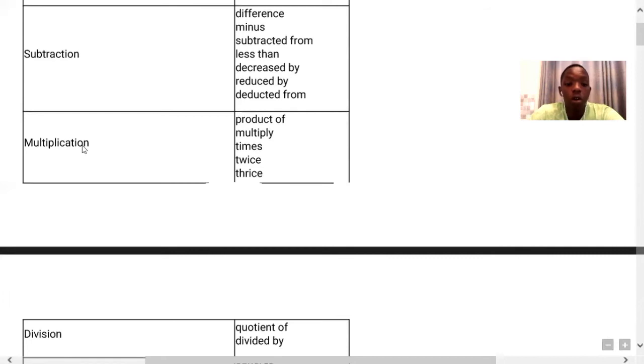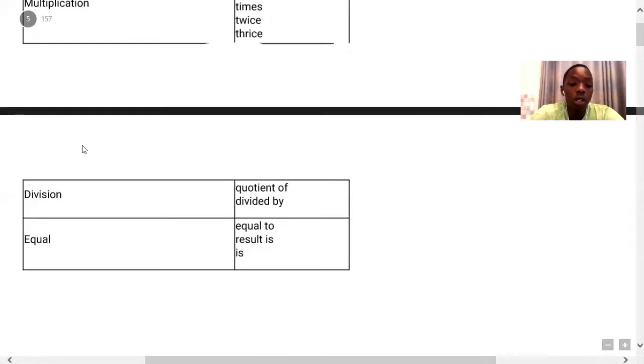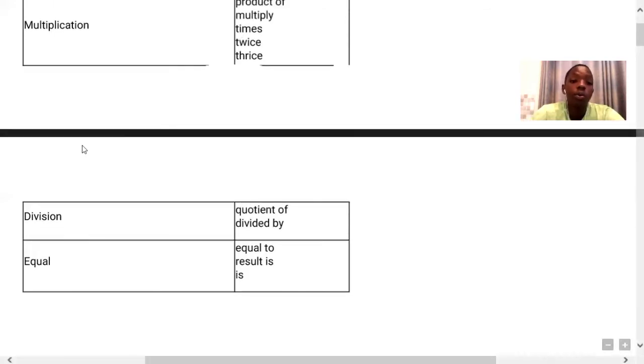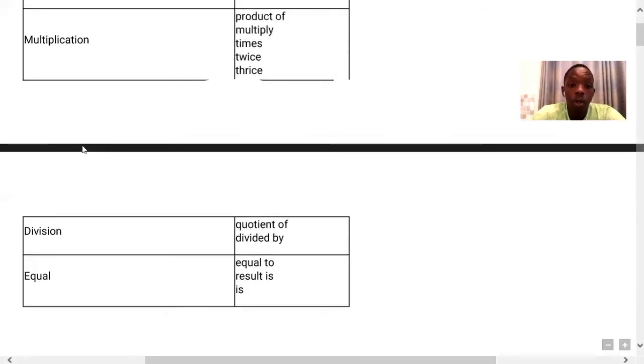Multiplication: product of, multiply, times, twice, thrice. And division is quotient of or divided by. Equal is equal to, result is, or is. So in multiplication, let me explain something. This twice or thrice, you have an example. A sales lady has twice as much kale as her neighboring sales lady. If her neighboring sales lady has 28 bales of kale, how many bales of kale does the sales lady have?